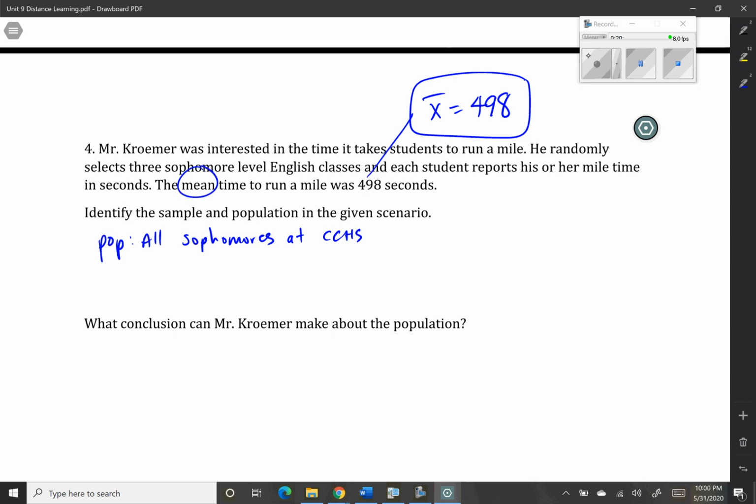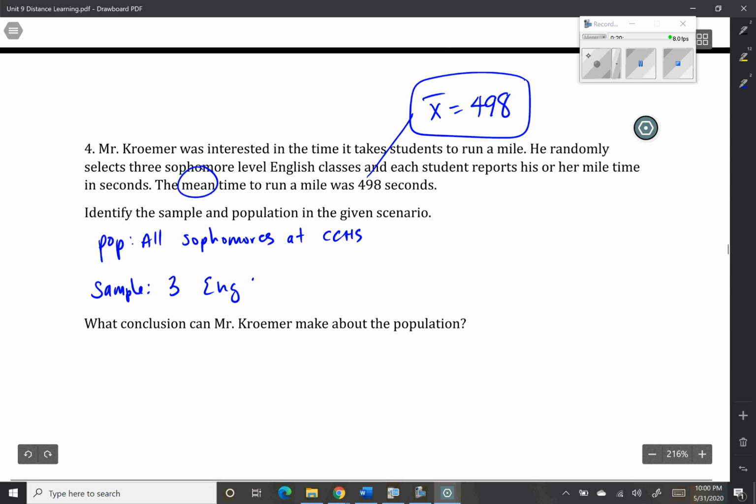If he just selected 3 random English classes, we would say all students at Cornwall Central High School. But since he says specifically 3 sophomore English classes, well, he's taking a small sample of the overall population of sophomores. So what is the sample, right? So the sample are the 3 English classes. So the sophomore class might be 250 students. He's taking 3 English classes, so that might be around 80 students or so. So he's taking a small portion of the entire population and coming up with this sample.